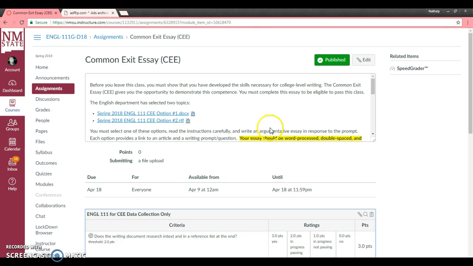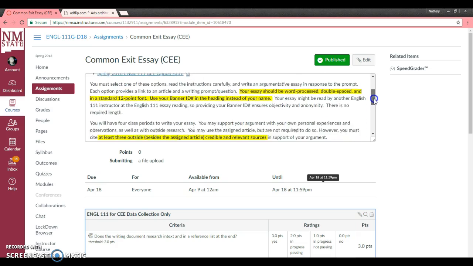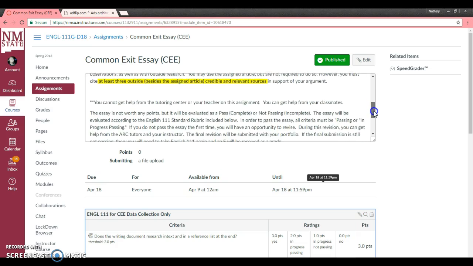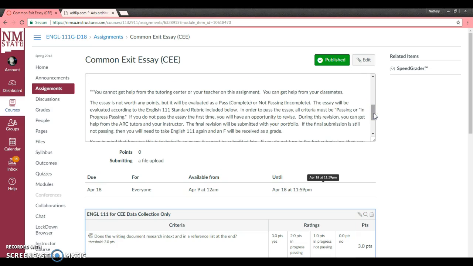And here we have the assignment where you will be submitting the essay. One of the things I mentioned in the assignment is that this essay is not worth a grade. It is a pass or a not passing. So basically, you won't receive points for this essay, but it counts as a pass or a not passing. And basically what that means is that if you pass, you are eligible to pass English 111. If it's a not passing, you have to take English 111 again. So this is what we call an exit exam.